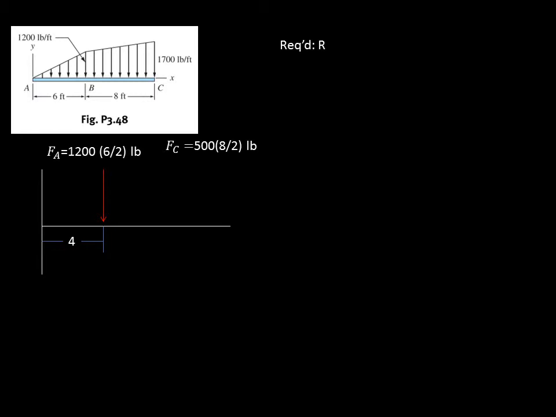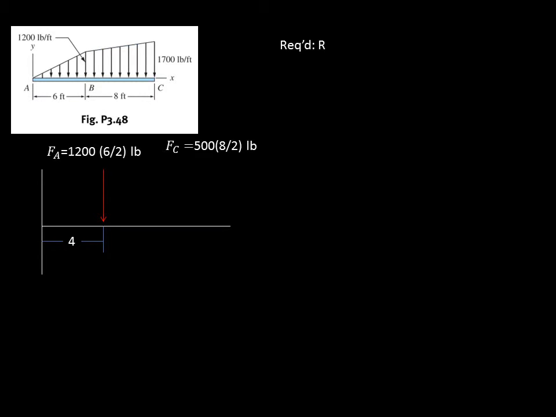Now, let's transform the distributed load at BC. In order to change it, we first separate it into two different parts. The first part is a rectangle having a side at the x-axis of 8 feet, and the side at the y-axis of 1,200 pound/foot. While the second part is a right triangle with a longer leg of 8 feet, while the shorter leg is 500 pound/foot.